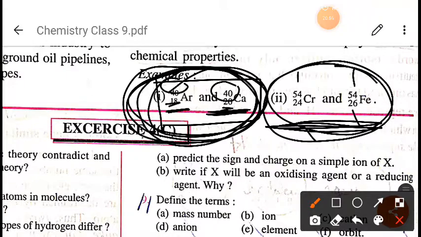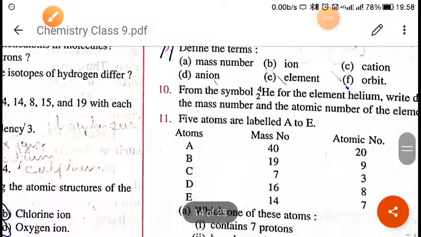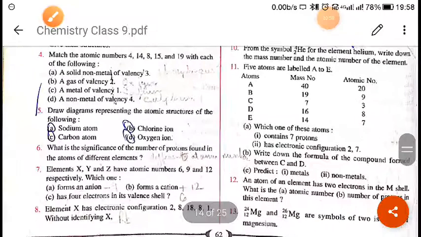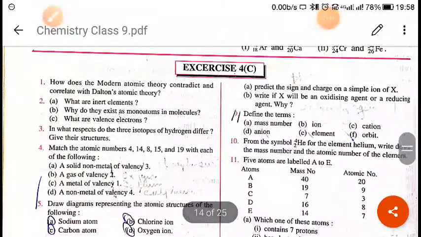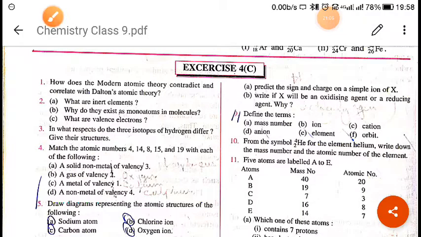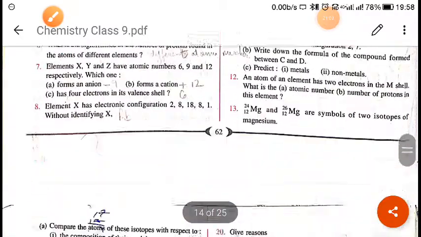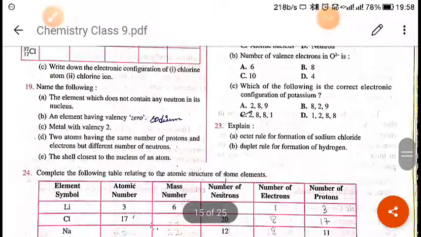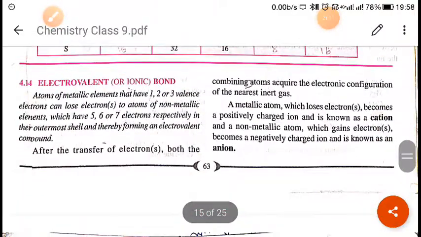I hope you have understood what isotopes and isobars are. So try to solve this exercise, exercise 4C. And in the next class we will discuss the electrovalent bond and covalent bond. Till then, thank you.